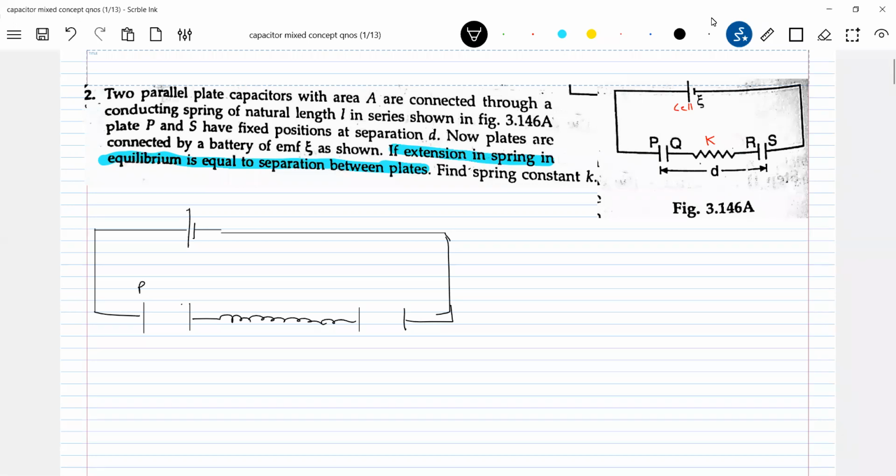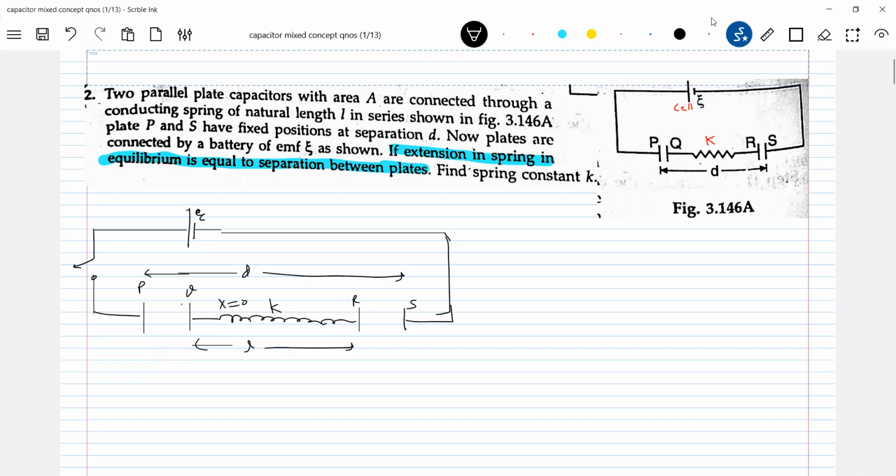This is P, this is S, this is Q, this is a plate. This length is equal to D, and this length is equal to L. Initially we'll bring one switch like this, so there's no elongation. The spring is at natural length, no deflection. Put X equal to 0.